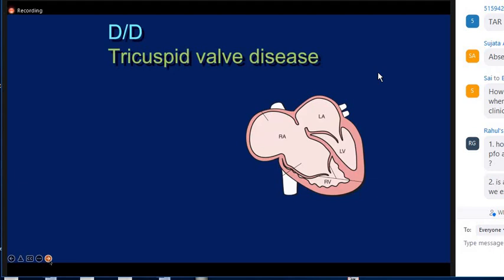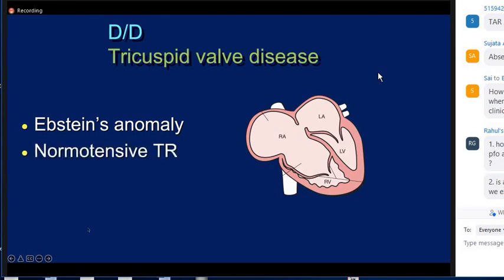Now tricuspid valve disease. The important tricuspid valve disease in the differential diagnosis is Ebstein's anomaly. In Ebstein's anomaly, you all know there is atrialization of the ventricle, with the tricuspid valve much lower compared to the mitral valve, especially the septal and posterior tricuspid leaflets, whereas the anterior tricuspid leaflet will be in normal location, but it is a sail-like abnormal valve. So these people will have normotensive TR, tricuspid regurgitation, leading to an early systolic murmur.